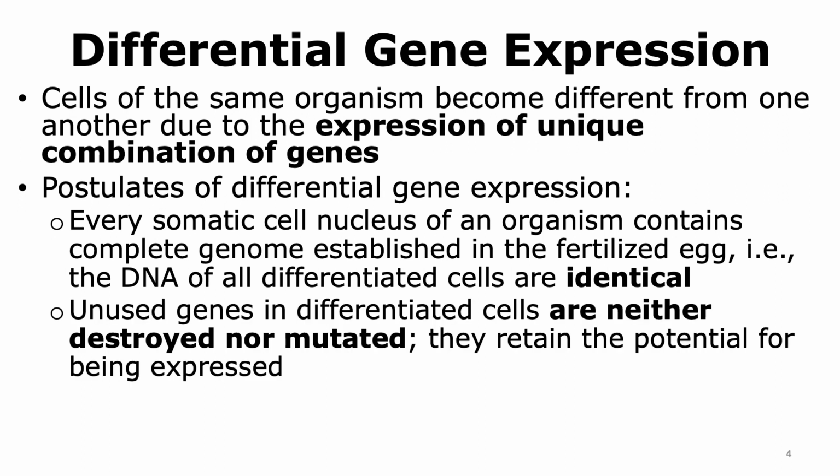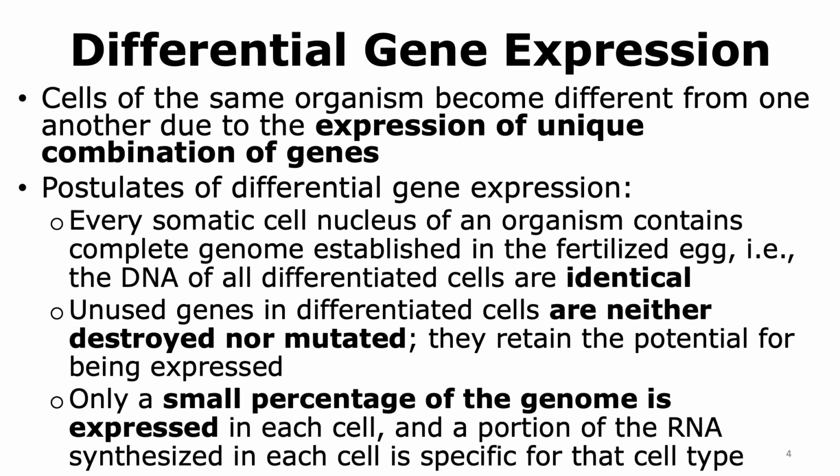The unused genes in differentiated cells are neither destroyed nor mutated. So every cell in the organism has genes that are not necessarily used by the cell. And when that happens, those genes are retained and they have the potential for being expressed. Another postulate is that only a small percentage of the genome is expressed in each cell of the organism, and a portion of the RNA that is synthesized in each cell is specific for that cell type.